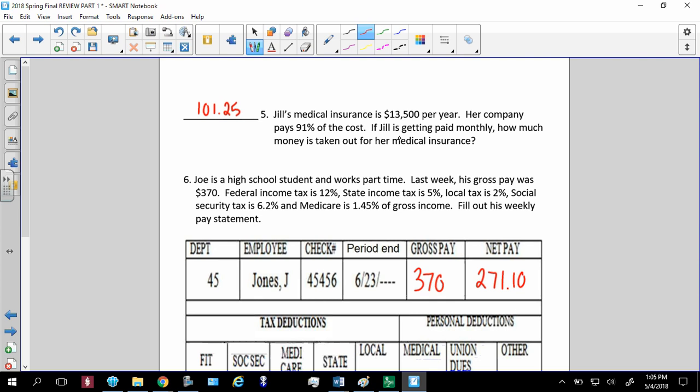Jill's medical insurance is $13,500 per year. Her company pays 91% of the cost. Now, if the company pays 91%, that means she pays 9%. So I'm going to take $13,500 and multiply it by 0.09, and I'm going to get my answer. Now, my answer represents how much she's got to pay yearly. Now, she is getting paid monthly, so I'm going to divide this by 12 because every single month her paycheck gets deducted by that medical cost.